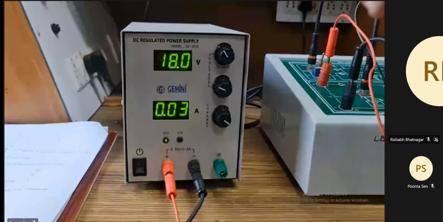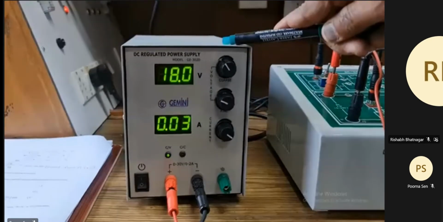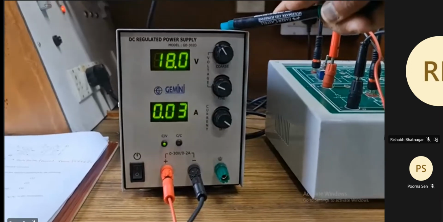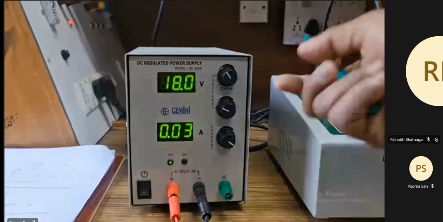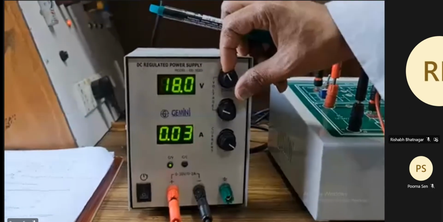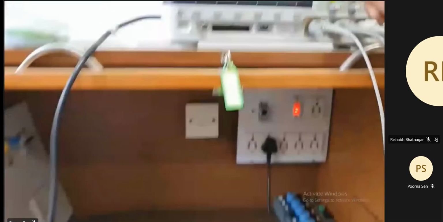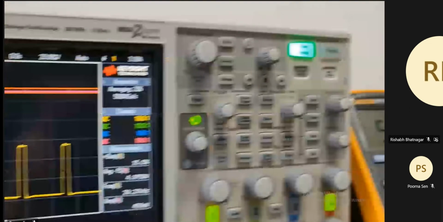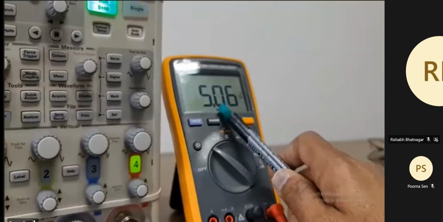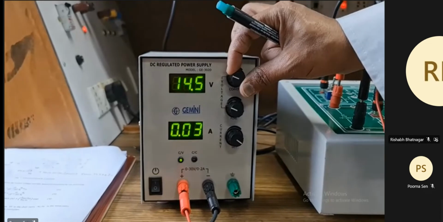Next, I will change the supply voltage from 18 volts to 6 volts. In this case, the duty ratio is going to change from 15% to a higher value, which we will see a little later on the scope. Now the source voltage is 18, and the corresponding closed loop duty ratio is roughly 15%. Here you can easily see, and the load voltage is 5 volts. But now I am changing the input voltage from 18 to 6, keeping the load constant.